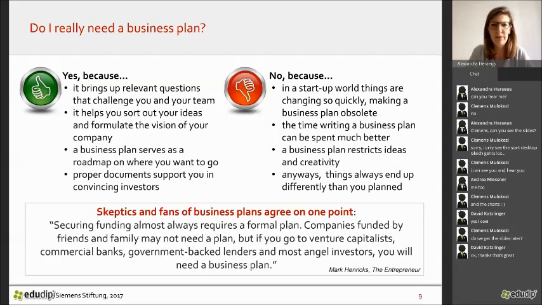Also, some people argue that a business plan restricts you in your ideas and creativity, because you put something down that you want to use as a guideline, but if you feel like you should change something, a business plan, which is a written document provided by you, makes you feel that you can't break out of it. So that's something that critics argue.